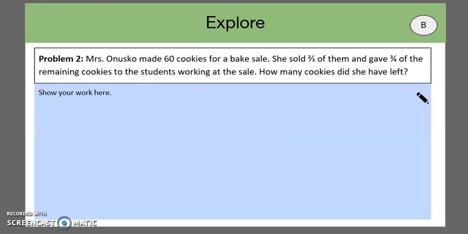For this first problem, we're going to be looking at Mrs. Onosku made 60 cookies for a bake sale. She sold 2/3 of them and gave 3/4 of the remaining cookies to the students working at the sale. How many cookies did she have left? So we can look at the problem, and this is where we want to encourage students to annotate, look for key information, and see how they can work through the problem. On the next slide, I provided examples on how we can support students in this process.